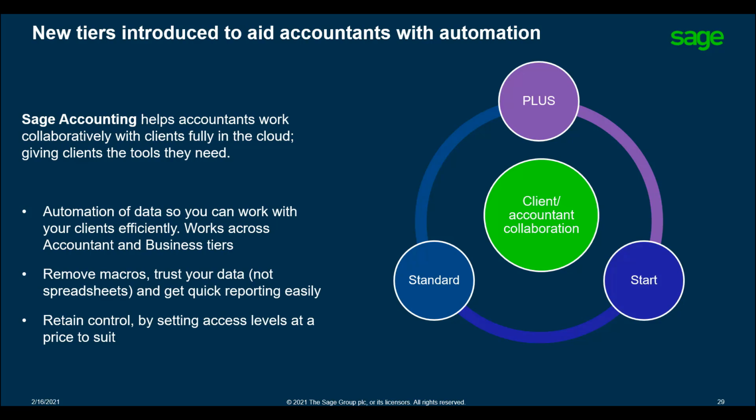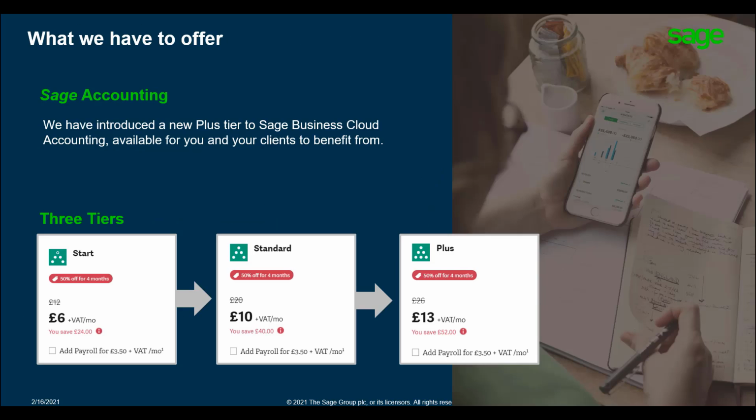Moving on to the next slide to talk a little bit more about their functionality. So the Start package, you can create and send invoices, you can track what you're owed, you can automatically reconcile your bank, calculate and submit VAT. At the moment, there is no purchase ledger, it's just the sales ledger in Accounting Start. It only supports 1 user.